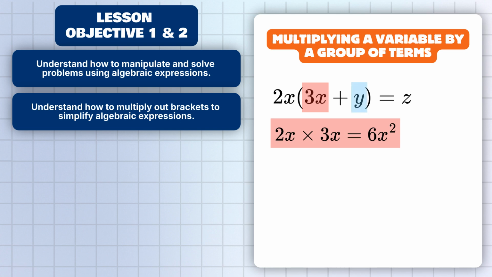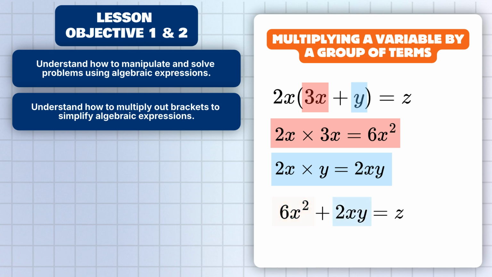Next, multiply 2x by y. 2x times y equals 2xy. Let's now combine the two. We get 6x squared + 2xy = z. So what are the key points we need to remember?